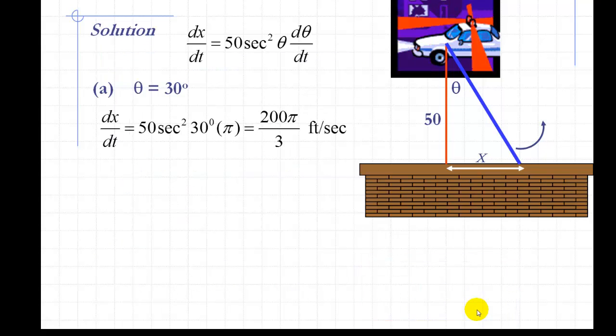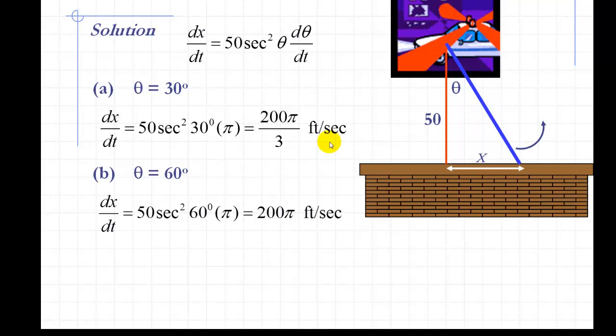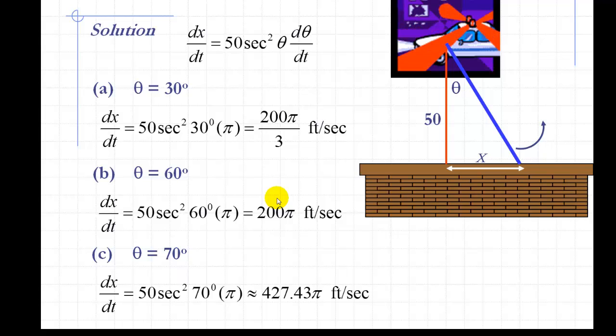So when theta is equal to 30 degrees, dx/dt is going to be 50 times the secant squared of 30 degrees times d theta/dt, which is pi, which is 200/3 pi feet per second. At 60 degrees, it becomes 50 secant squared of 60 times pi, which is 200 pi feet per second. So you can see that the rate is increasing as the angle increases. And at 70, it becomes approximately 427 pi feet per second.